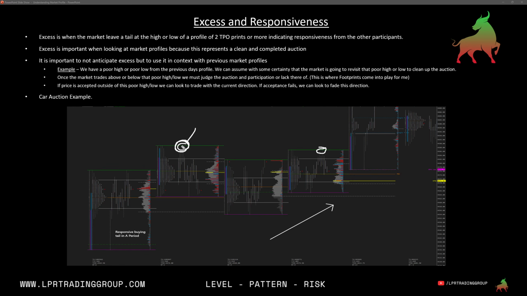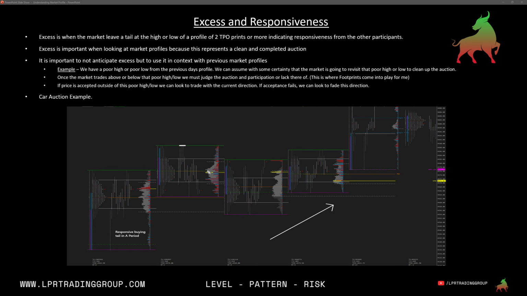And what a poor high means is there is liquidity or fishy stops remaining above this poor high that the market will eventually look to attack to clean the auction up. This is an anomaly in the marketplace. If price is accepted outside of this poor high or poor low, we can look to trade with the current direction. If acceptance fails, we can look to fade this direction.